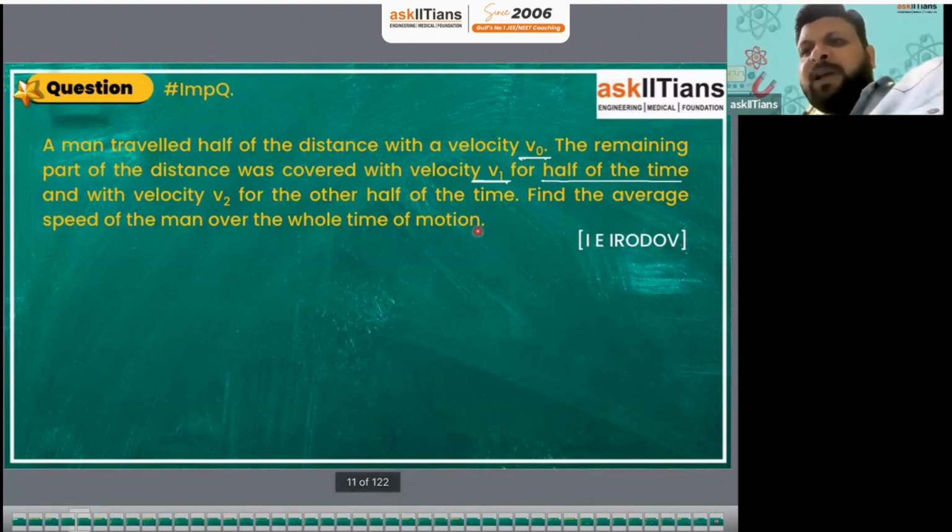So here actually, distance is half and for that half distance speed is v0, and for the remaining half distance the velocity is v1 for half the time and for the other half the time velocity is v2. Let's solve this case.